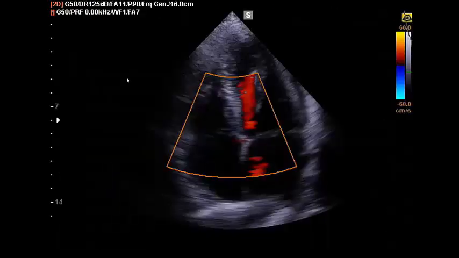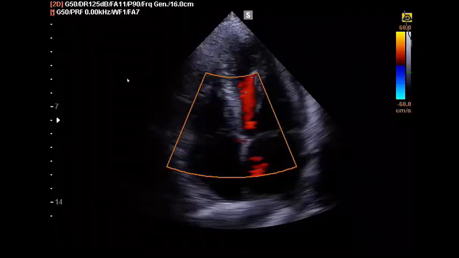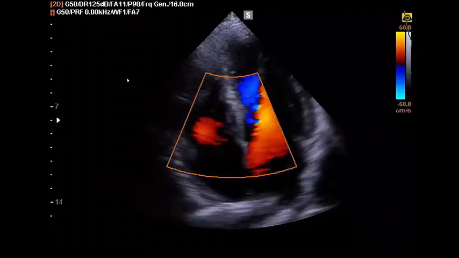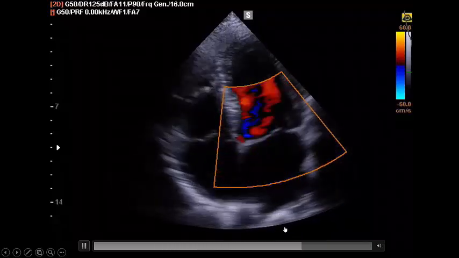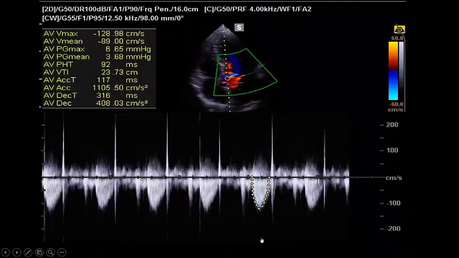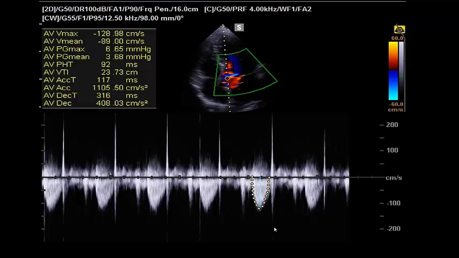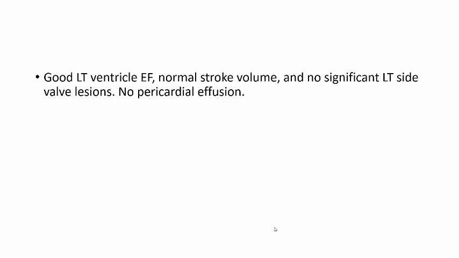And we should apply the color to exclude a left side valve lesion as a cause of dyspnea in our patient. There is very mild mitral regurgitation, good contraction here, and putting the continuous wave Doppler here at the aortic valve. The VTI of the aortic valve here, traced by continuous wave Doppler, reveals normal peak systolic velocity and normal mean gradient. That means we don't have in our patient a significant mitral regurgitation or aortic valve lesion, a left side valve lesion, which can cause acute dyspnea in our patient.